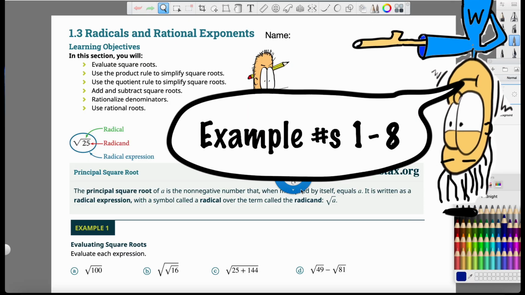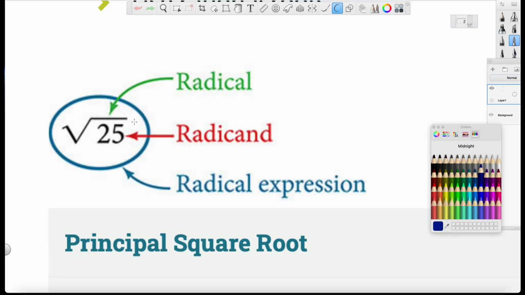I'm going to look at the notes for 1.3 radicals and rational exponents. Here we have a radical expression. This square root symbol is our radical, and underneath the radical, we call the number here the radicand.